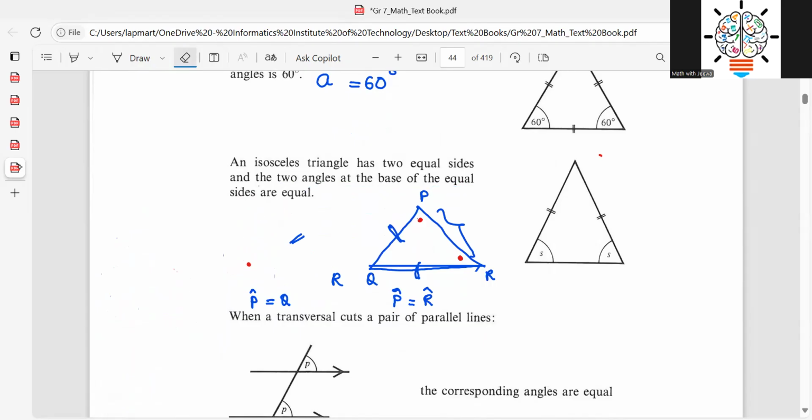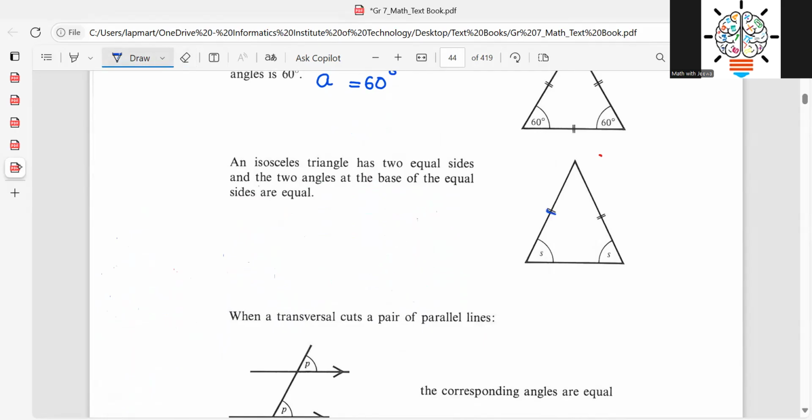What do you mean by the isosceles triangle, children? You have 3 sides equal. Here they have shown... So if that is equal, we call it the equilateral triangle, and the isosceles triangle.